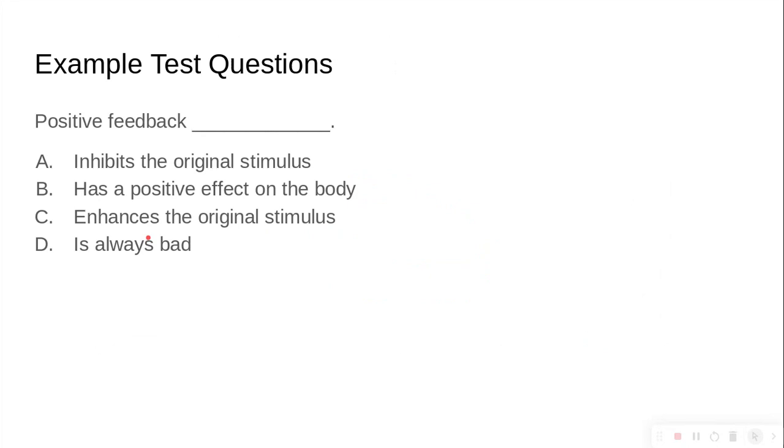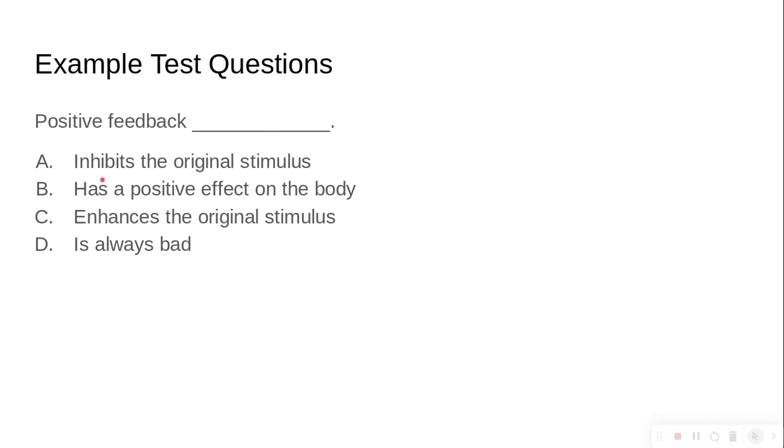So now let's look at some example test questions. Positive feedback does what? Okay, so it either A, inhibits the original stimulus, B, has a positive effect on the body, C, enhances the original stimulus, D, is always bad. So think about that for a second. You can pause the video, and then we're going to go through these together.